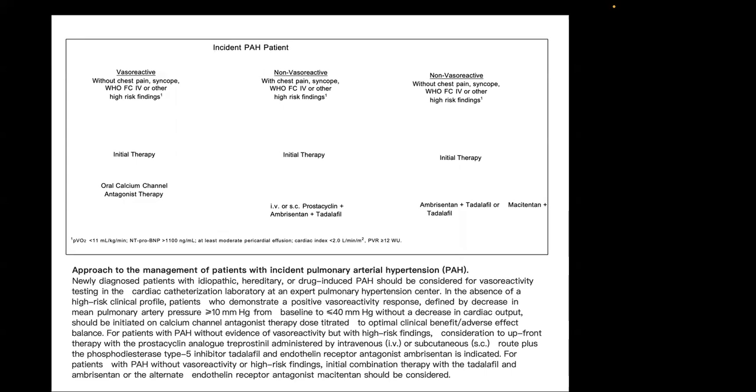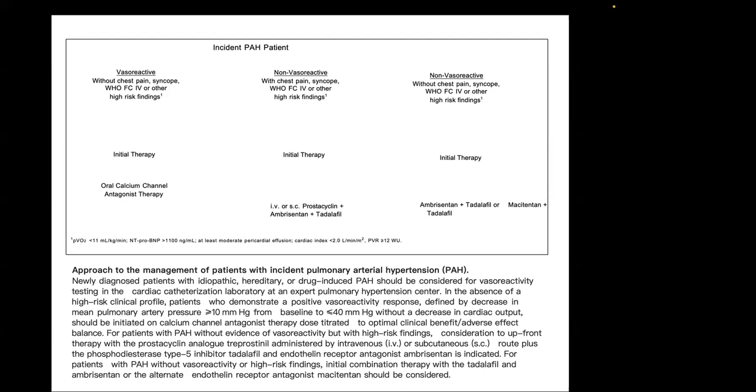And this is the approach for the pulmonary arterial hypertension patient. Vasoreactive, without chest pain, syncope, WHO functional class 4 or other high risk finding: initial therapy is oral calcium channel antagonist therapy. Non-vasoreactive with chest pain, syncope, WHO functional class 4 or other high risk finding: initial therapy is IV or subcutaneous prostacyclin, ambrisentan and tadalafil.